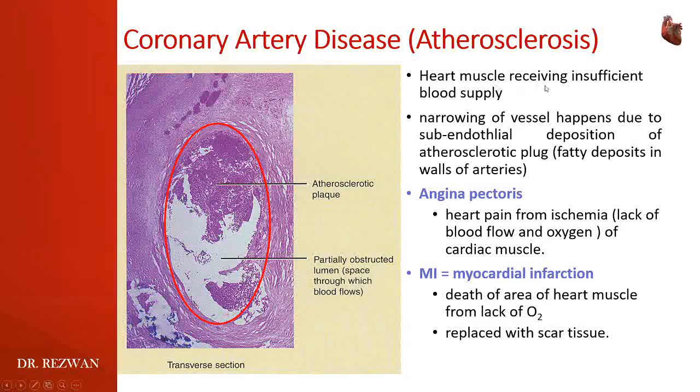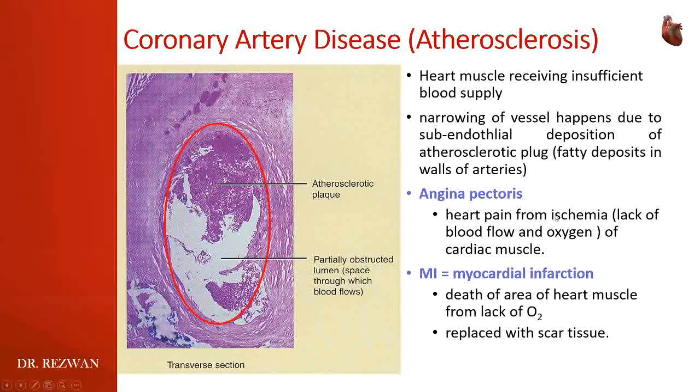Over here the heart muscle is receiving insufficient blood supply. Narrowing of the vessel happens due to the subendothelial deposition of the atherosclerotic plaque, which is actually the fatty deposition in the wall of the arteries. These are the atherosclerotic plaque, that is the abnormal deposition of fat over here, which leads to insufficient blood flowing through it. And obviously when insufficient blood is going through the coronary arteries, the heart will not receive sufficient oxygen at the muscular level, and there will be angina pectoris, which is the heart pain from the ischemia. That means lack of blood flow and oxygen to the cardiac muscle.